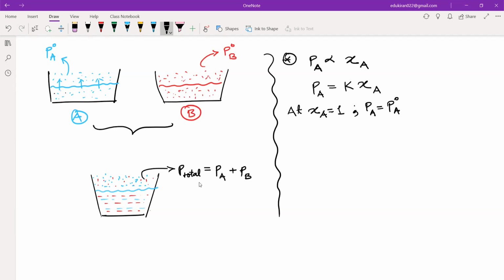PA will be equal to P naught A because only A is in the solution, there is no B, you have pure A. Hence you can write K will be also this PA is equal to P naught A, and that will be equal to K. Hence we can say that K is equal to P naught A, and we can write so the partial pressure due to A will be equal to the pressure of A when it is pure multiplied by the mole fraction of A.